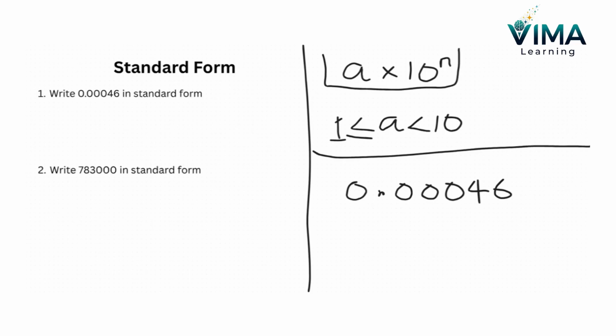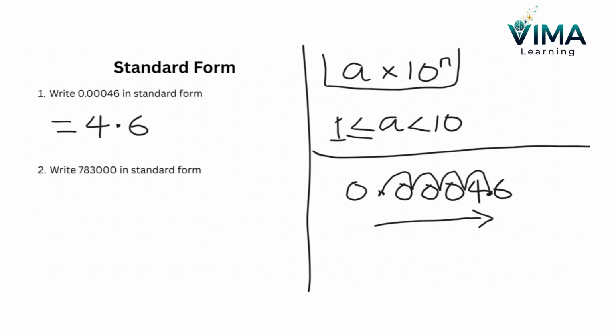The way to go about this is we move the decimal to a point where we have a number that is in between 1 and 10. Remember that these are zeros, so it doesn't satisfy the condition for a. So we move the decimal 1, 2, 3, 4. Now we've gotten to a point where we have a number that satisfies that condition, moving from left to right. So our answer becomes 4.6.